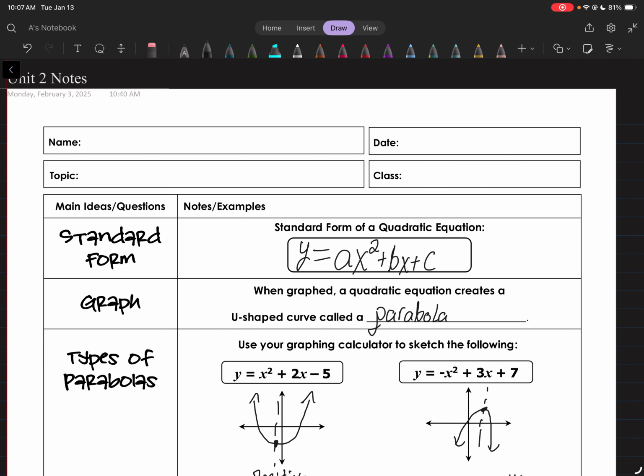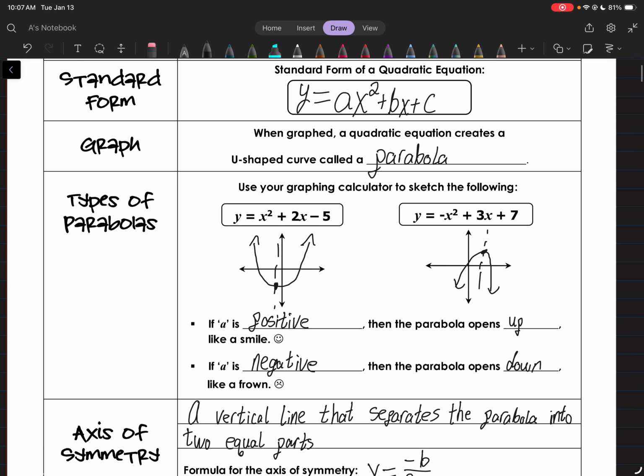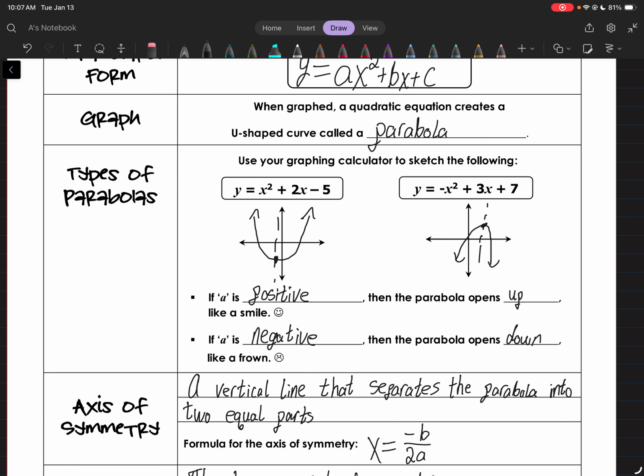Good day. Today we're going to be looking at key features of quadratics. The standard form of a quadratic is y equals ax squared plus bx plus c. The U-shape is called a parabola. Now you have two types of parabola, positive and negative. If it's positive, it's going to be going up like a smile. If it's negative, it is going to be going down like it's frowning.